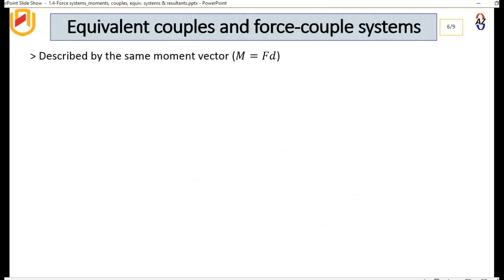So now let's look at what's called equivalent couples and force couple systems, which will be described by the same moment vector that we just saw. It will be equal to FD. Now if we have this F and F separated by the distance D, and we take half of D, then of course if we have twice of F, it will be equivalent to what we have before. So twice of F and half of D. Or if we double D and half of F, then we have 2D and half F, and that is equivalent. So all these three systems here are equivalent.